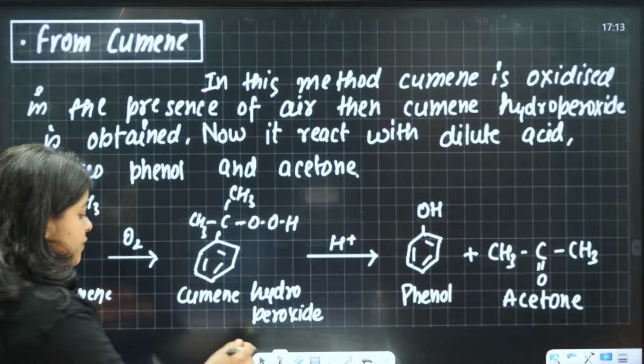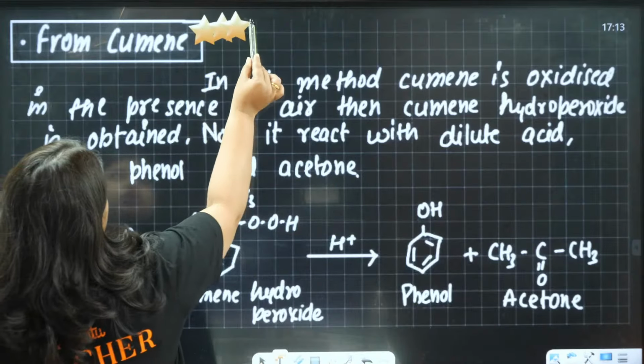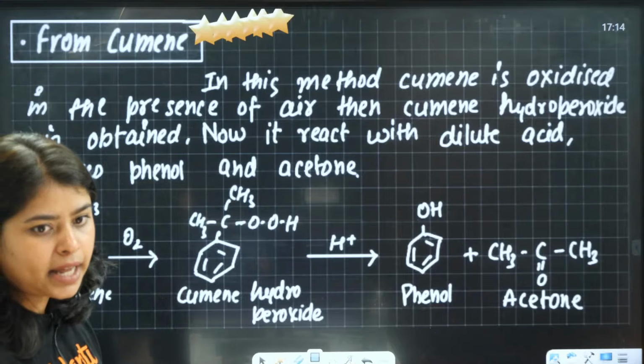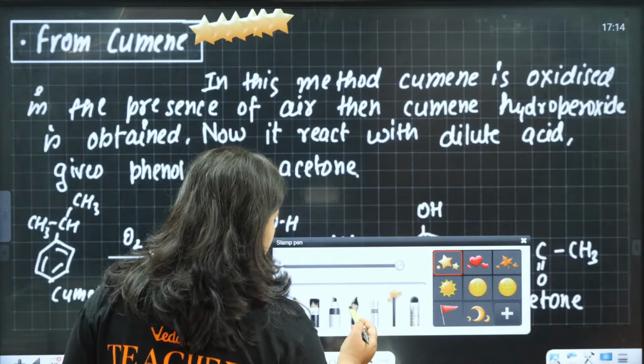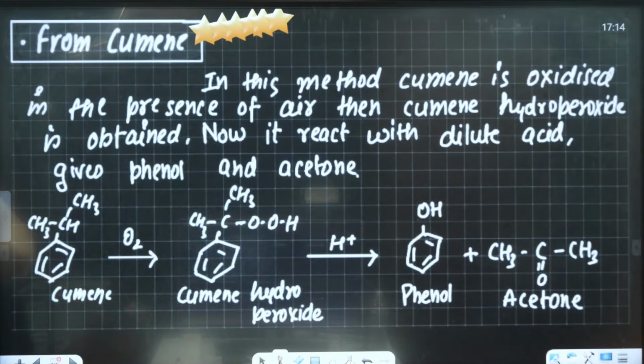Next comes the cumene. Okay, cumene is very, very important. This is a very short question which is going to come from the cumene. Questions on cumene have been asked many times. Please make sure you are not going to skip the cumene. Okay, how are we going to understand cumene? How with the help of cumene can we form phenol? Very easy. You are going to take cumene.